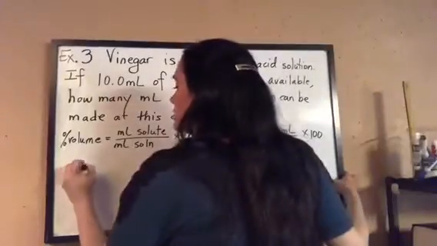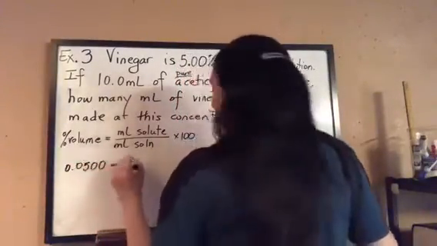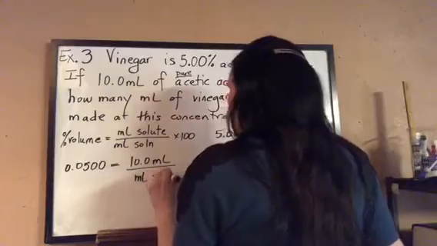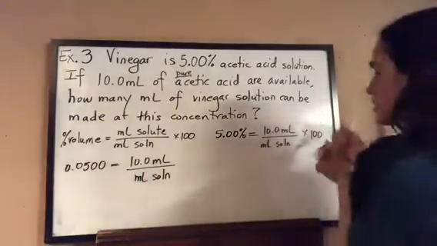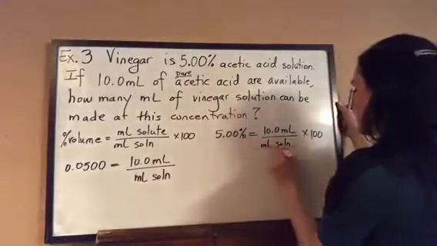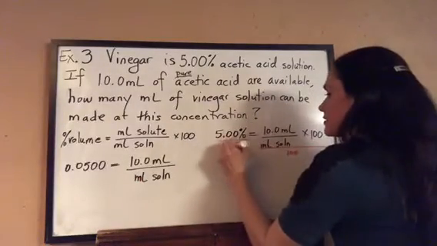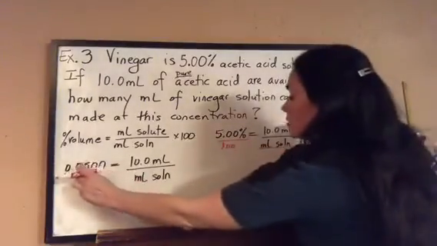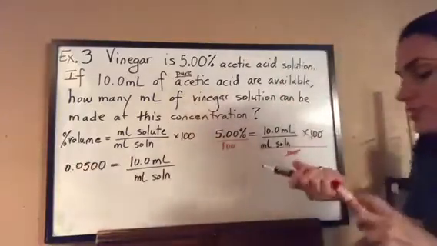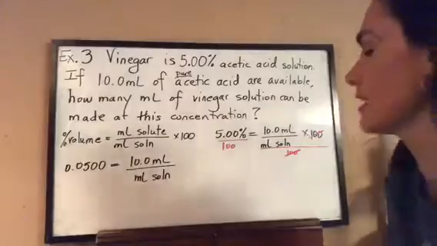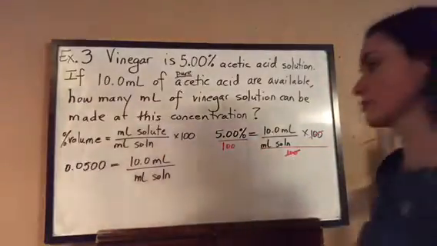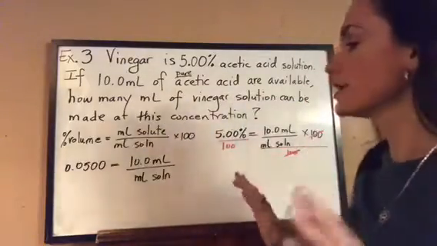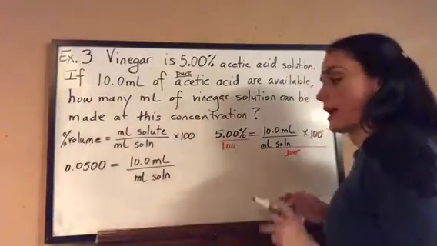So 0.0500 equals 10 milliliters over the milliliters of solution. Just in case you're wondering how I got from here to here, divide this side by 100, divide this side by 100. 5 divided by 100 is 0.0500. I'm keeping three significant figures. Now we need to solve for milliliters of solution. Watch your algebra. Some people like cross multiply, some people like the reciprocal way. Whatever method you like to use is fine, as long as you do it correctly and come out with the right answer.